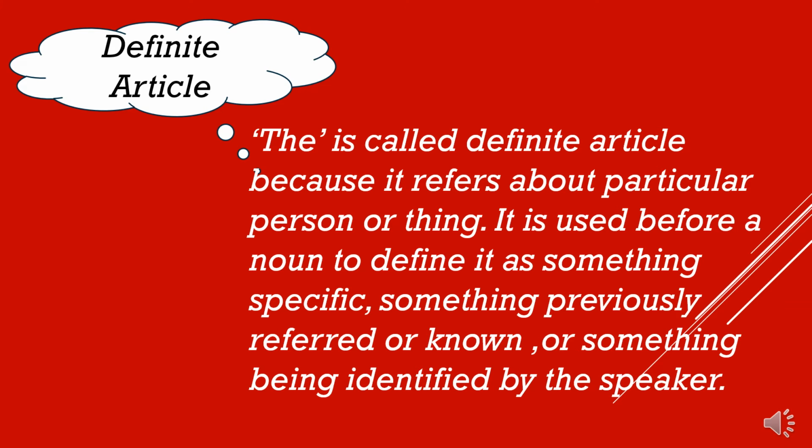Students, let's know about definite article. The is called definite article because it refers to a particular person or thing. It is used before a noun to define it as something specific, something previously referred to or known, or something being identified by the speaker.